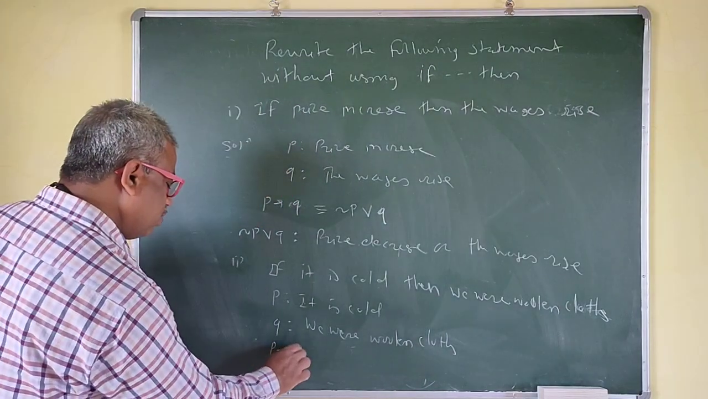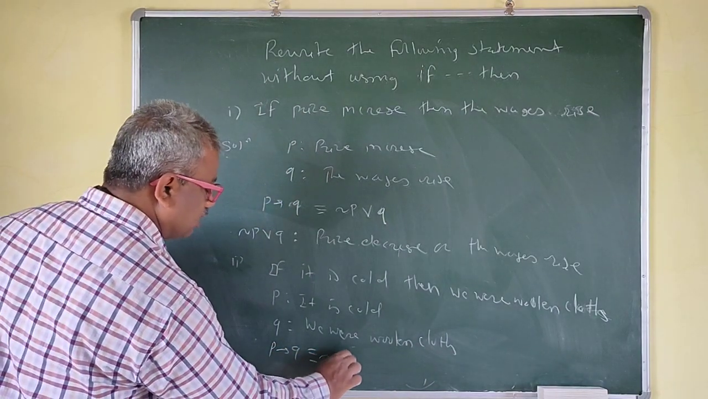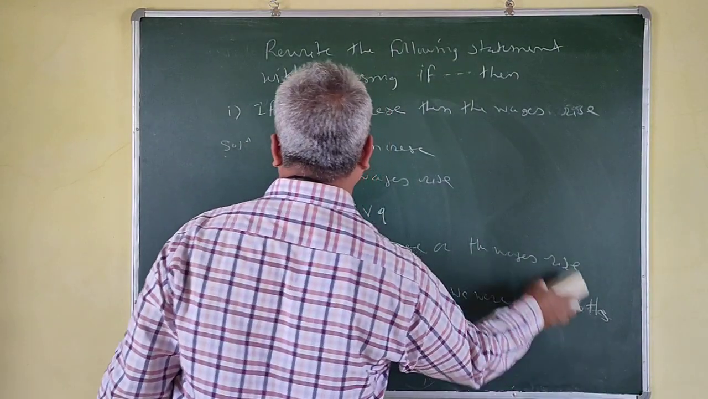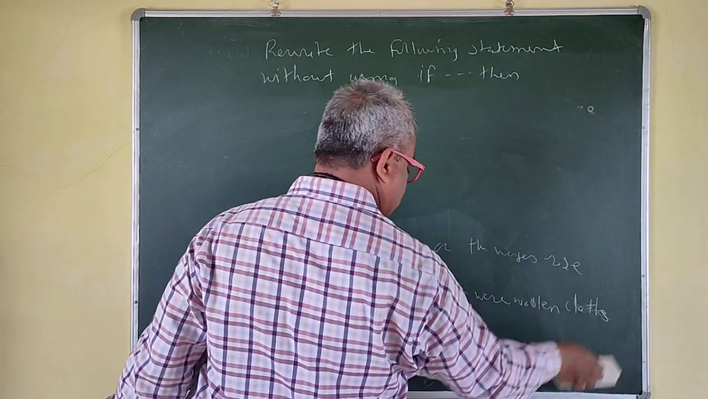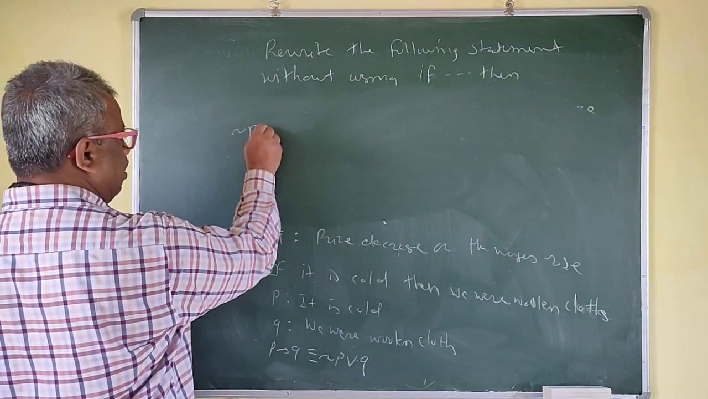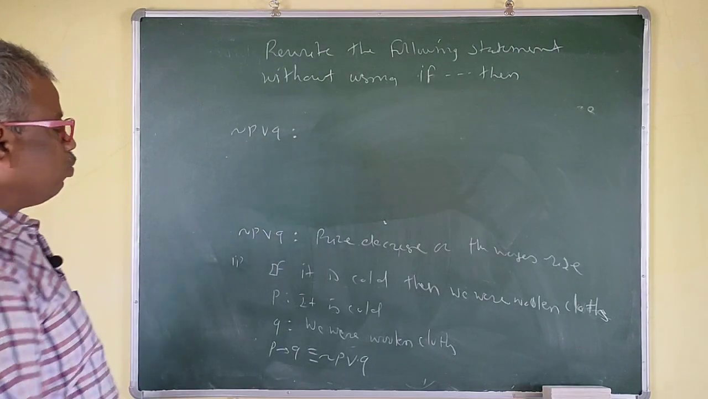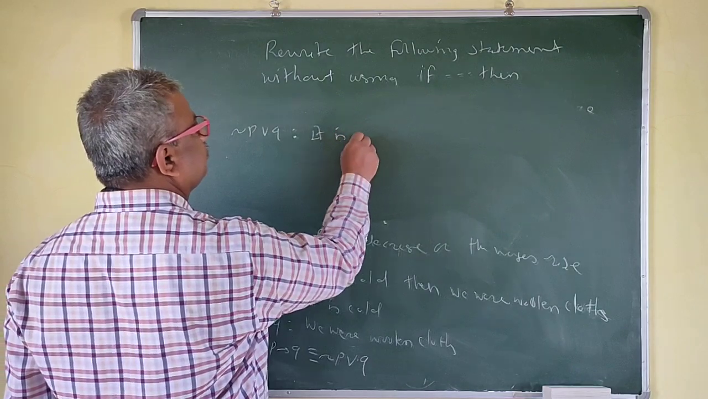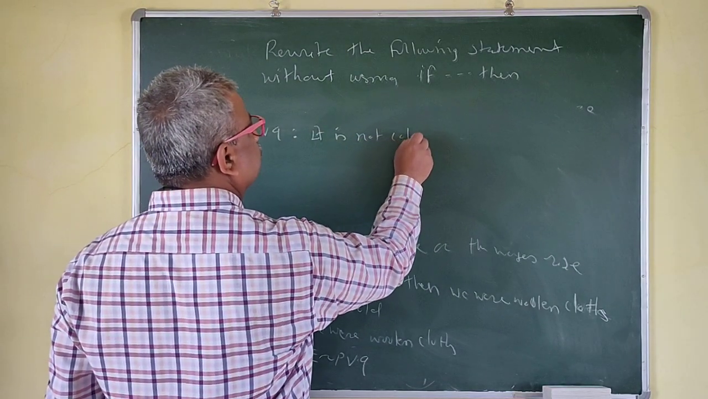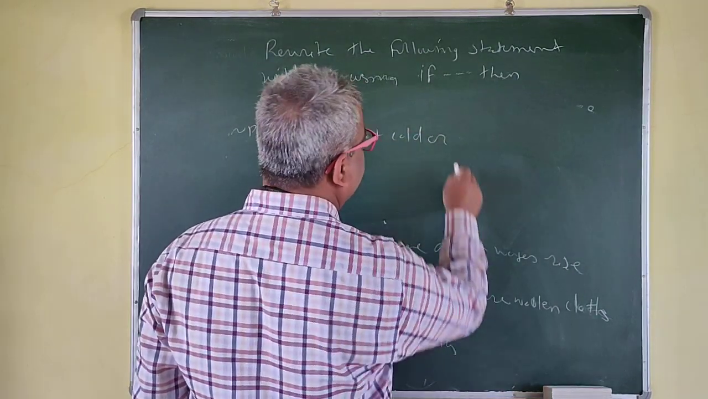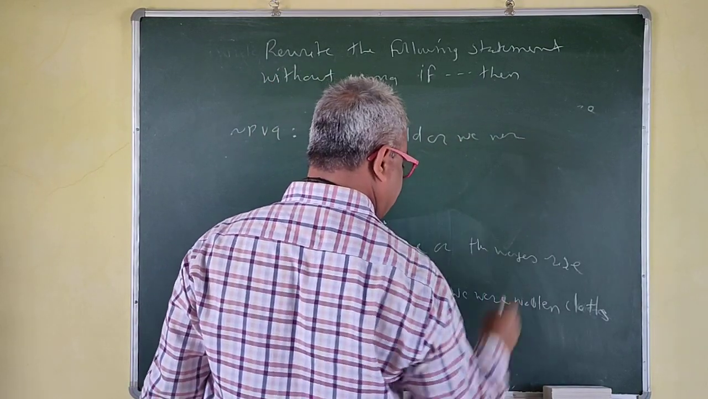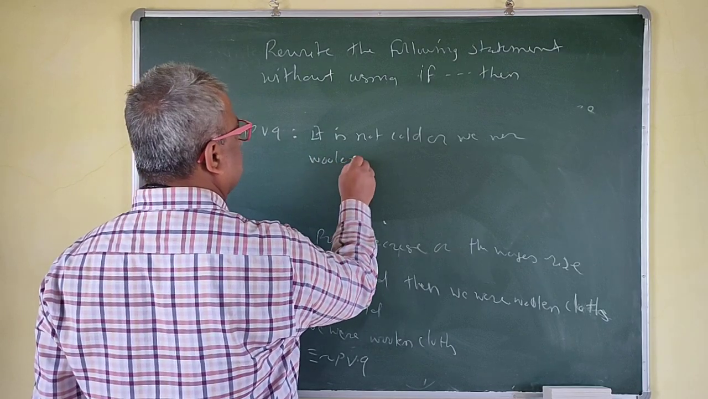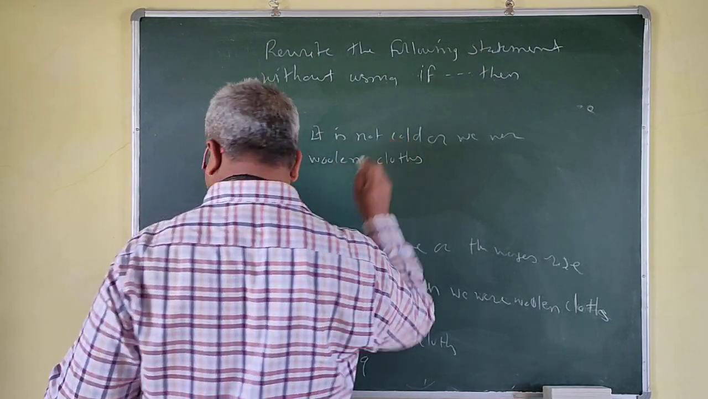And your P implies Q is logically equivalent to what? Negation P or Q, right? So that means negation P or Q. You have to take the negation of it: it is not cold, or we wear woolen clothes. Simple.